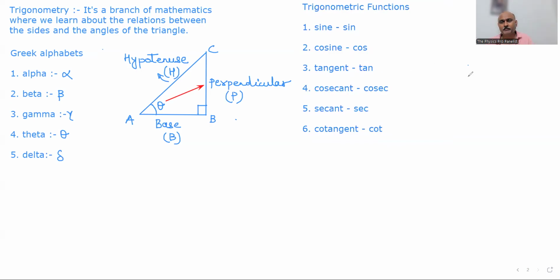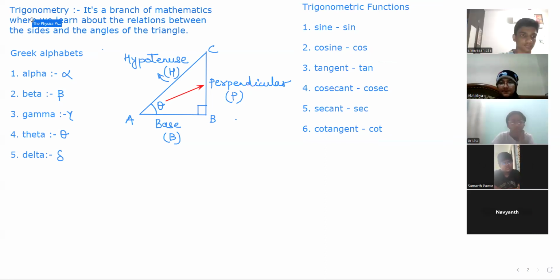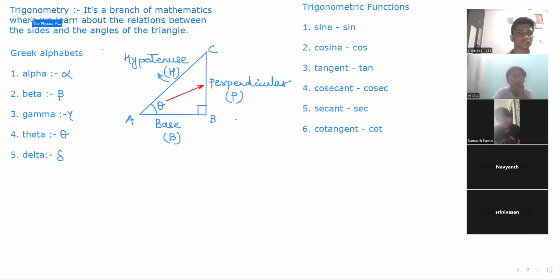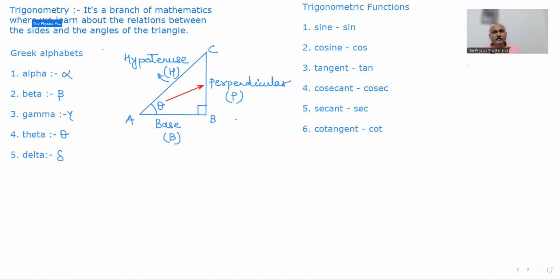Yes or no, kids? Hello, hello, hello. Am I audible? Yes, sir. Samar? Yes, sir. Vihan? Yes, sir. समझ आ रहा है, बेटा? Yes, sir. Navyant? Yes. Srinivasan, Harisha? Yes, sir. Abhikya, समझ आ रहा है? Yes, sir. हाँ, है ना बेटा? बोलना है आप लोग को, हाँ, समझ आएगा.